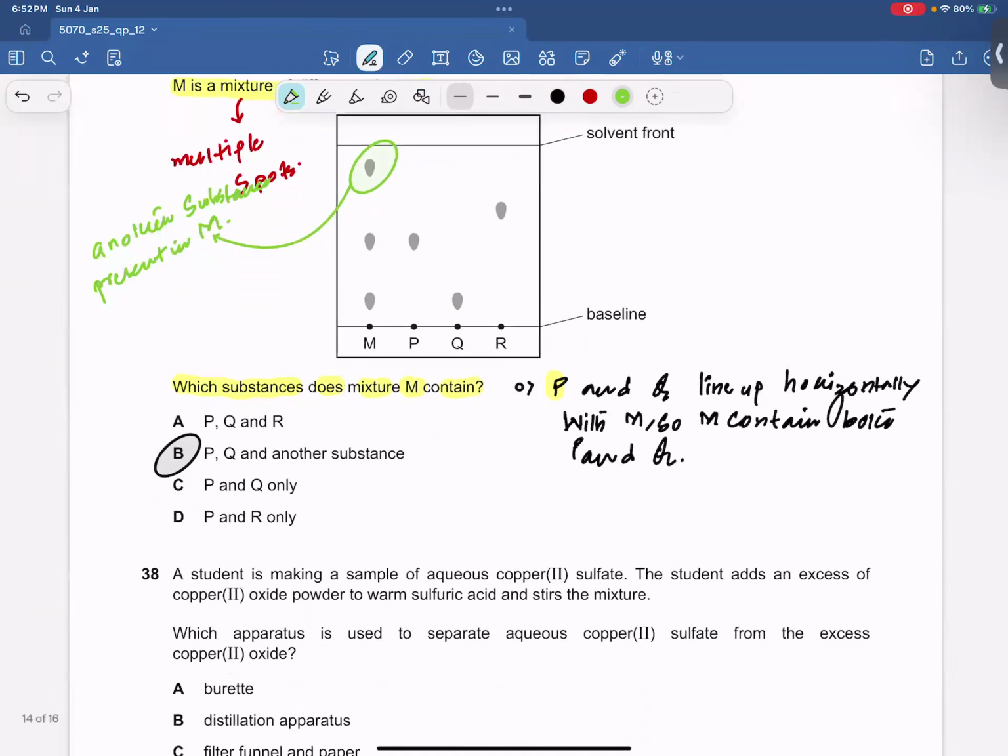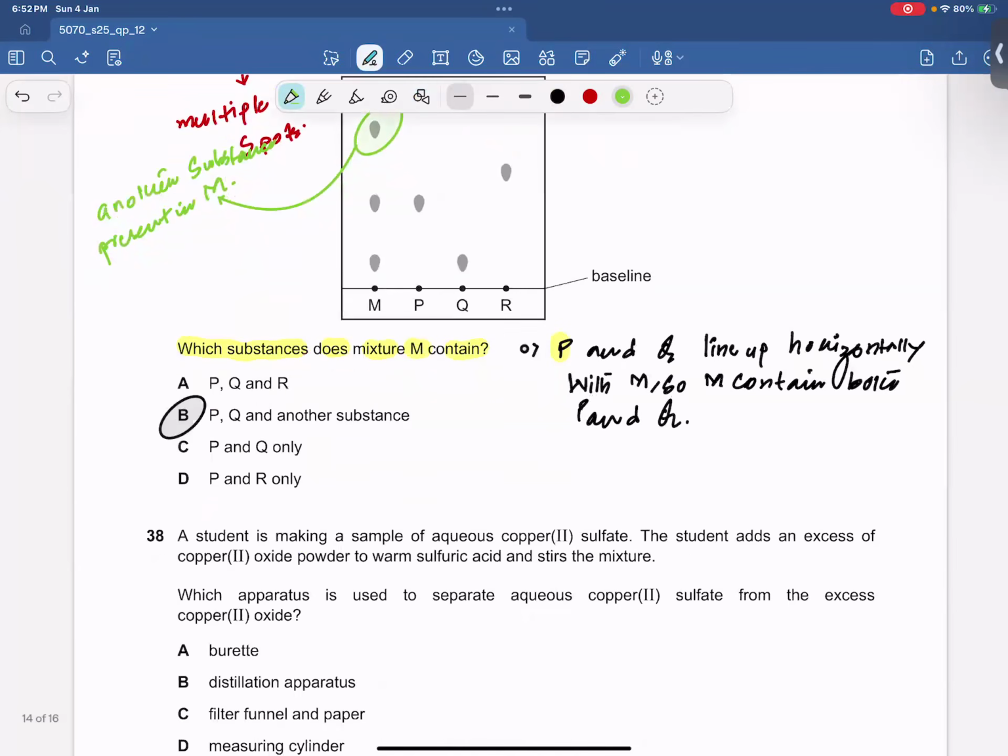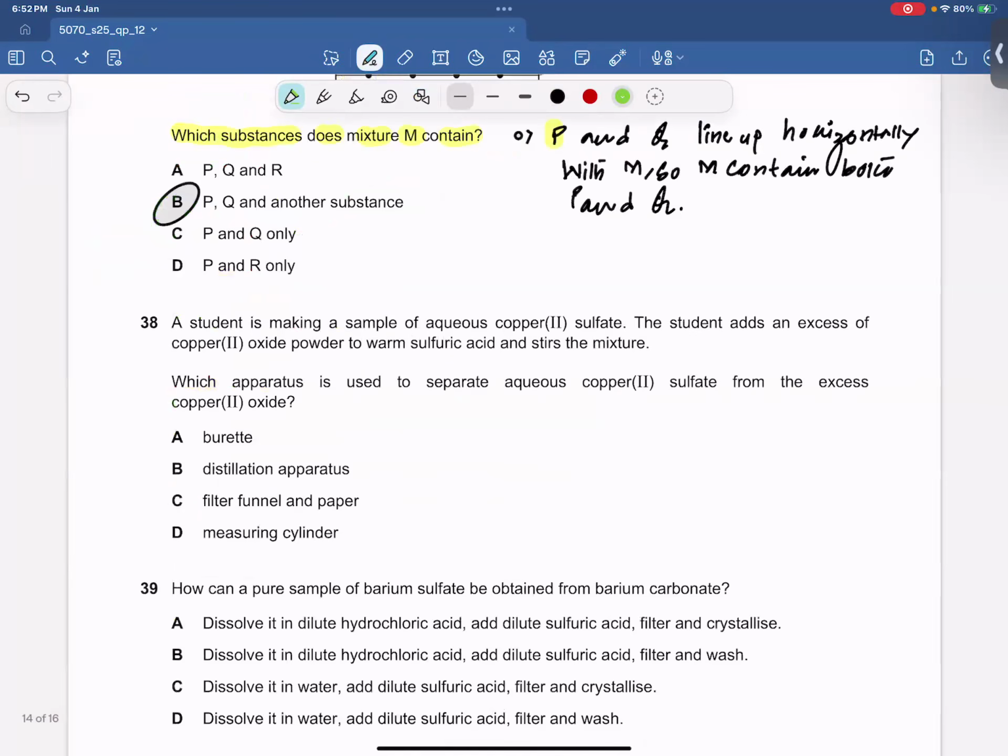Question 38. A student is making a sample of aqueous copper(II) sulfate. The student adds excess copper(II) oxide powder to warm sulfuric acid and stirs the mixture. Which apparatus is used to separate aqueous copper(II) sulfate from excess copper(II) oxide? First thing, this medium is aqueous, which means it is a soluble part, or it could be a soluble salt, and this soluble salt will serve as a filtrate.